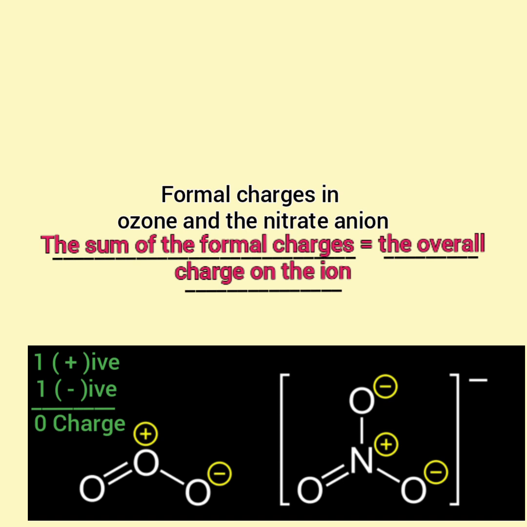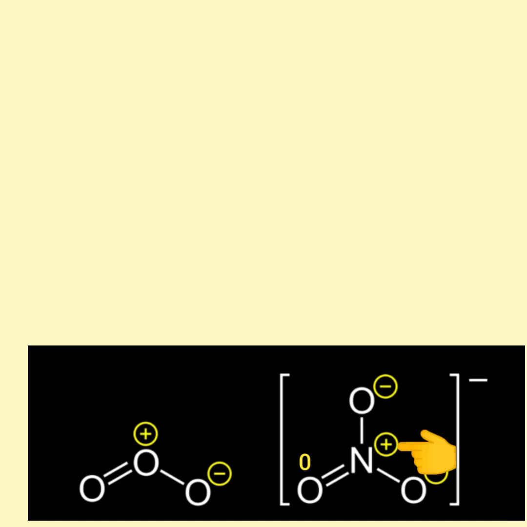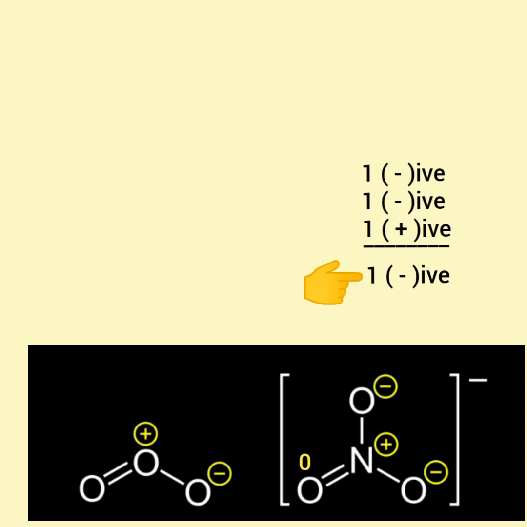Here in the nitrate anion, it has 3 oxygen atoms and 1 nitrogen atom. The first oxygen has 0 charge, the second oxygen has 1 negative charge, and the third oxygen has 1 negative charge. The nitrogen has 1 positive charge. Therefore, the overall charge of this nitrate molecule is 1 negative.